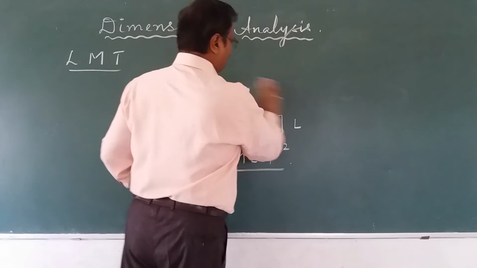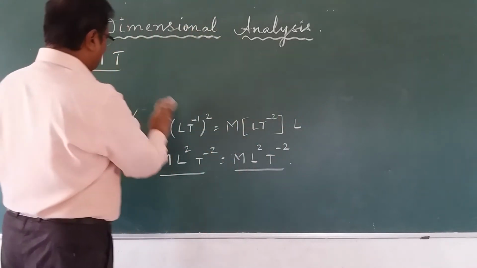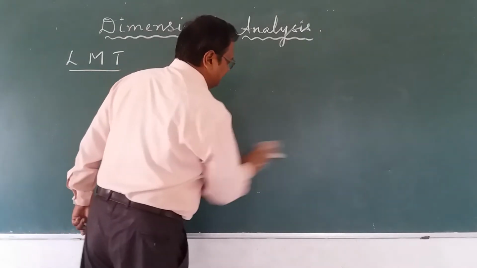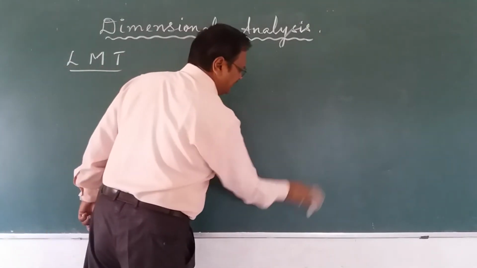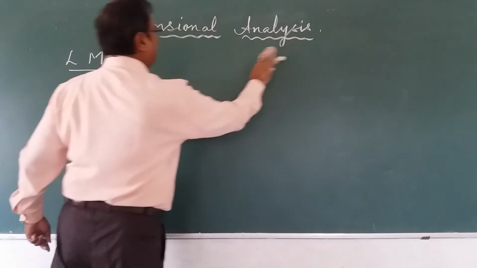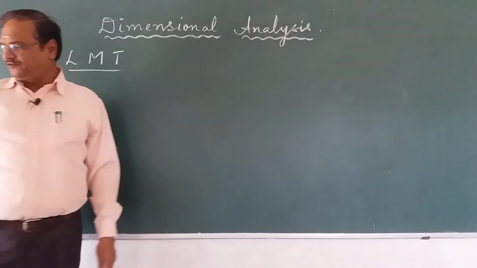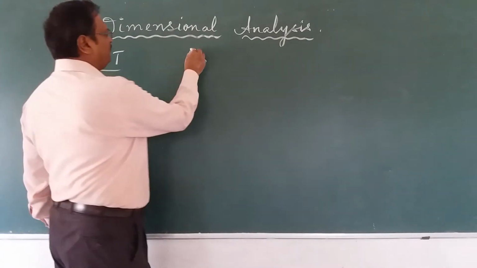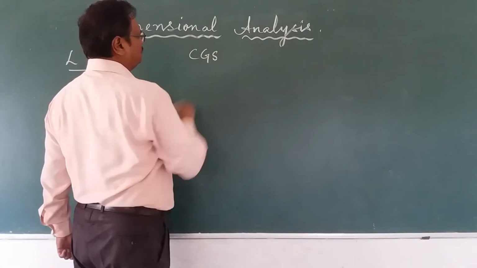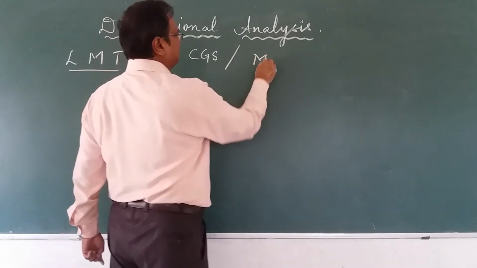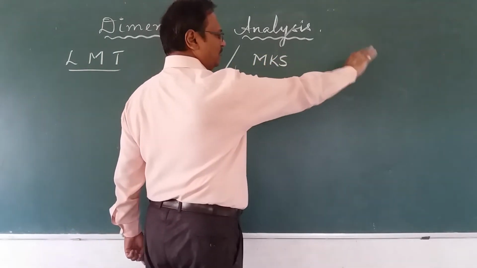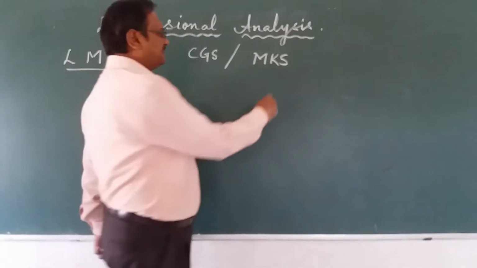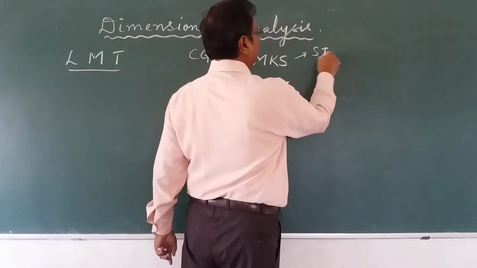Okay. Now I come to the second application of the dimensional analysis. What is the second thing which I am going to do now? That is converting from one set of units to another set of units. I told you we have the CGS system of units and the MKS system of units, and I am not going to talk about the FPS system of units. We are going to only talk about these two. And the MKS system is also known as the SI system of units.